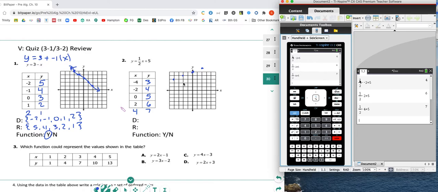-2, 1, 2, 3, 4 gives me my second point. 0, 1, 2, 3, 4, 5 gives me my third point. 2, 1, 2, 3, 4, 5, and then we would have to draw in our 6th line here to extend our graph.